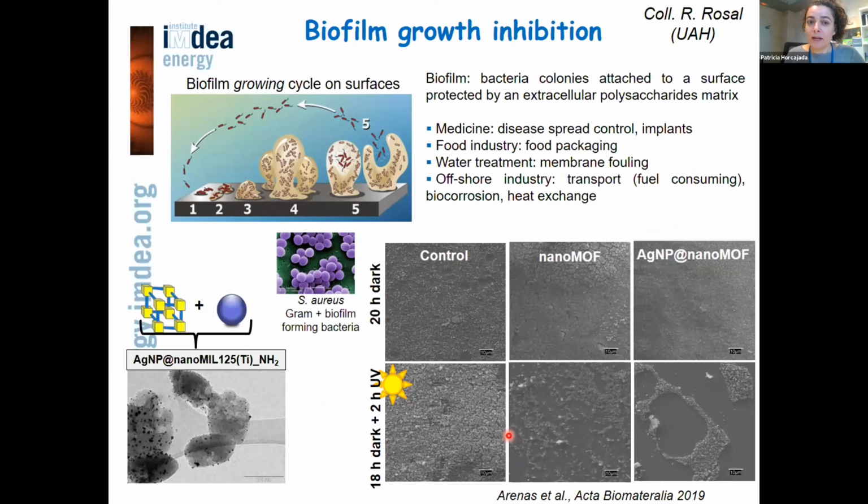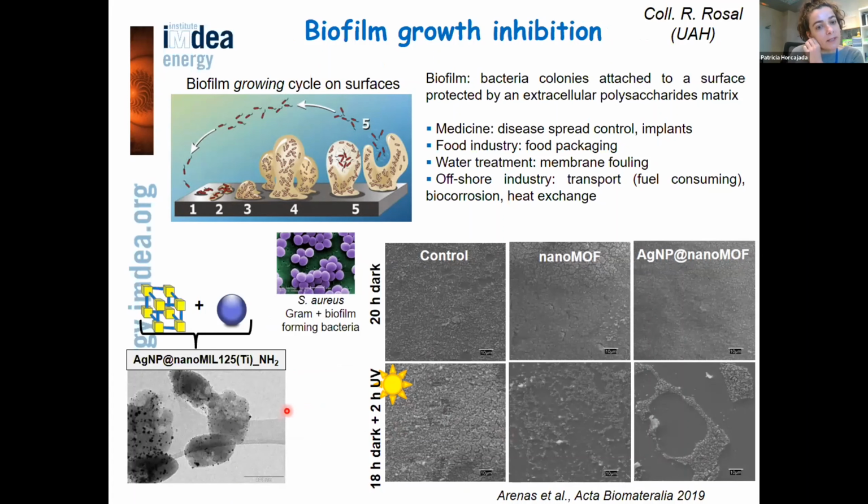The biofilm, as you probably know, is bacteria colonies attached to a surface and protected by an extracellular polysaccharide matrix. This is very useful to apply in different fields such as medicine, food industry, and so on.